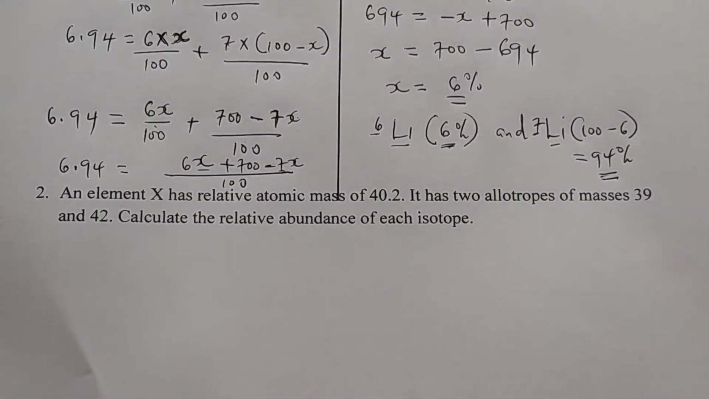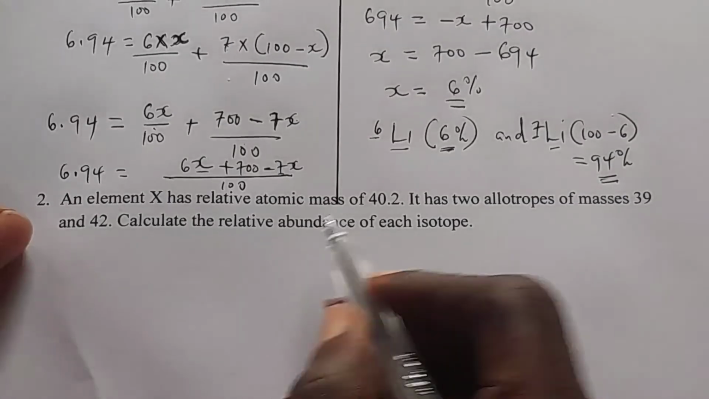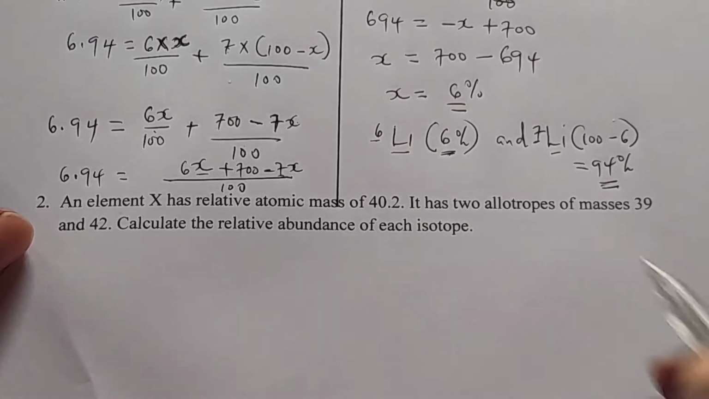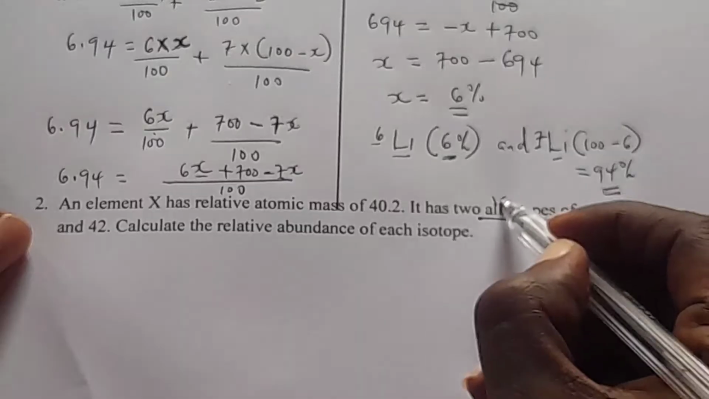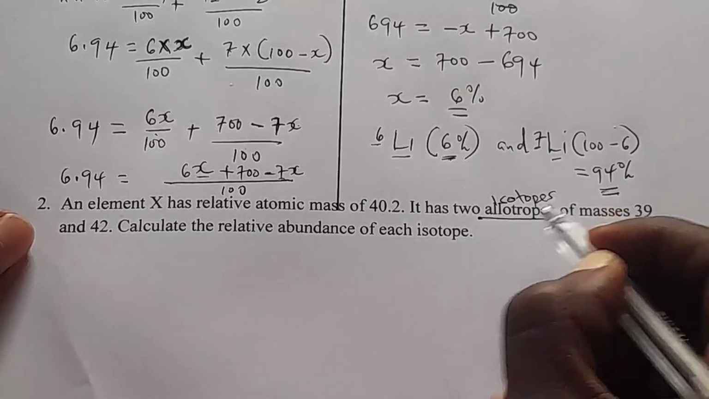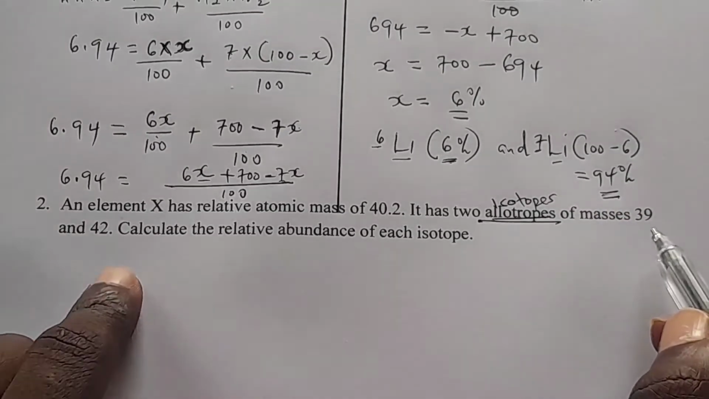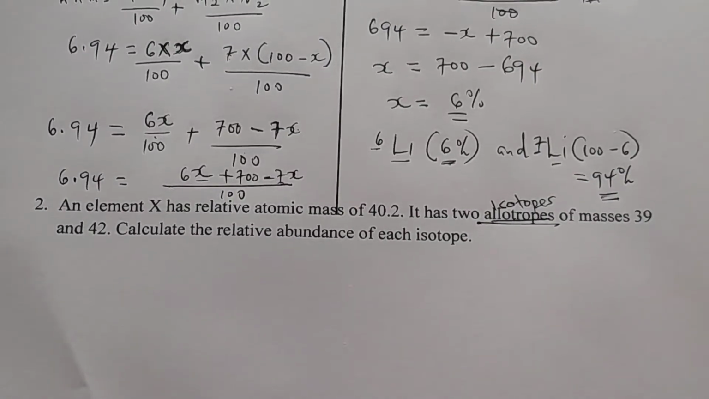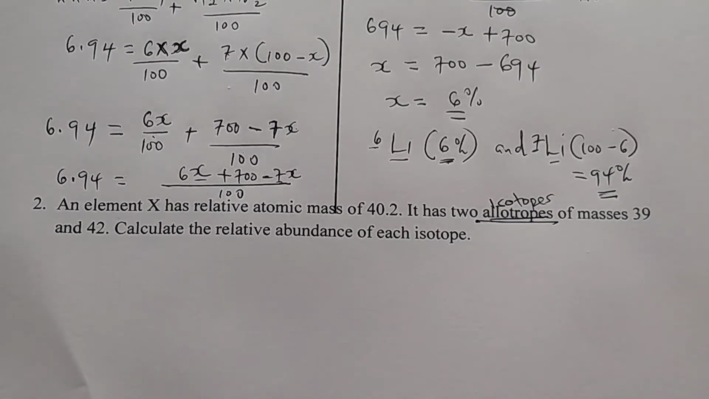So here we are having the same. An element X has a relative atomic mass of 40.2. It has 2 allotropes, I mean 2 isotopes, not allotropes, sorry, of masses 39 and 42. Calculate the relative abundance of each isotope. Relative abundance means percentage abundance.